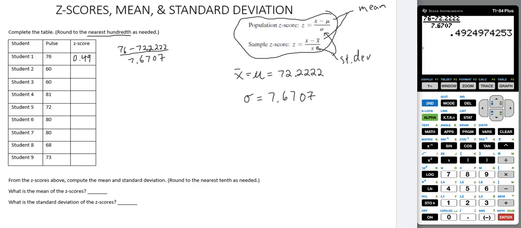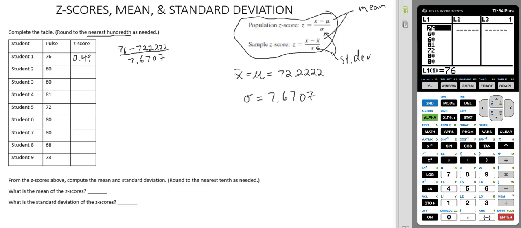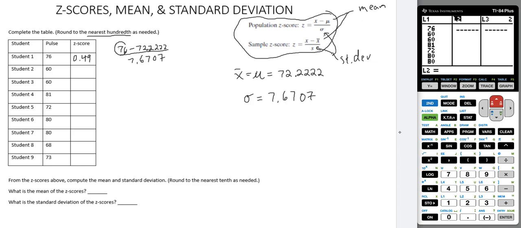Now, I don't want to have to put that in 8 more times. So there is a better way to do that, and I want to show you that. I'm going to go back to my stat and go to edit. Now I'm going to go over to list 2, and then go up to the top. If you notice, there's an equal sign at the bottom of this screen. Wherever I see x, I'm going to put list 1, because all of my values, 76, 60, 60, are already in list 1.